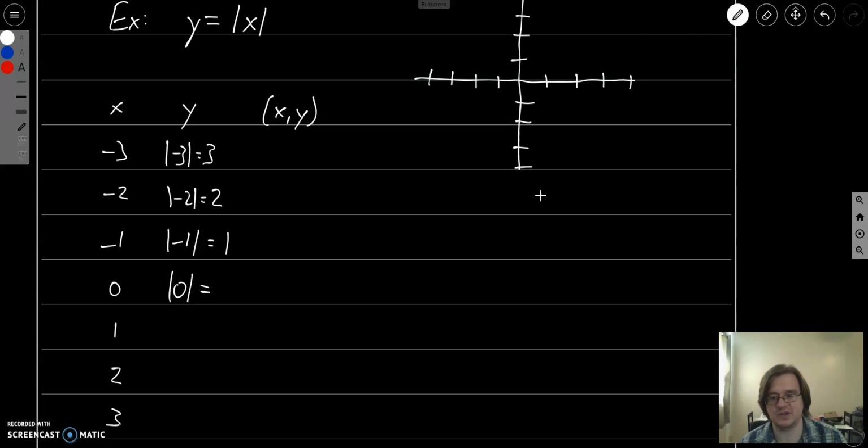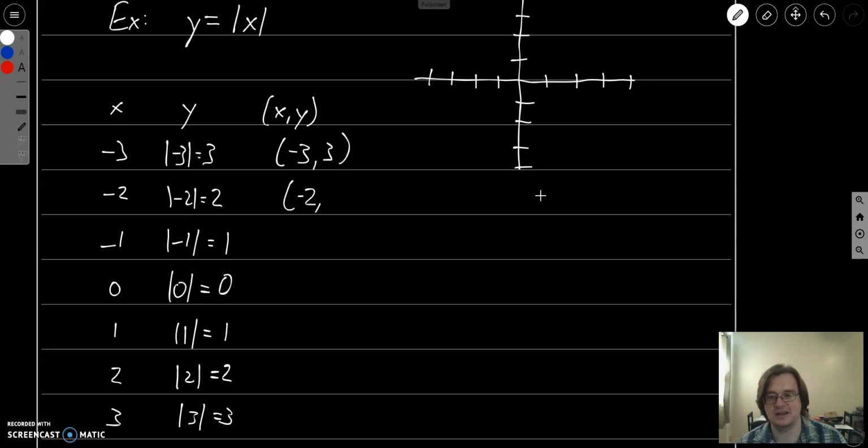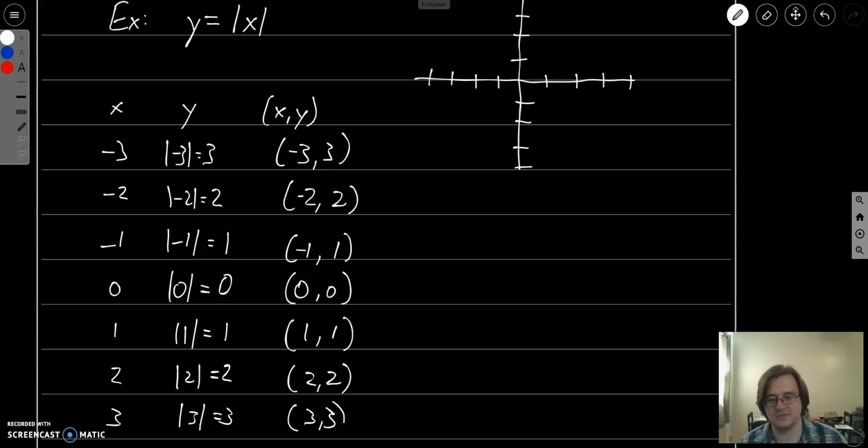The absolute value of 0 is not 1. It is 0. The absolute value of 1 is 1. The absolute value of 2 is 2. And the absolute value of 3 is 3. So it's fairly straightforward. So the coordinates here are going to be -3, 3, -2, 2, -1, 1, 0, 0, which is the origin, 1, 1, 2, 2, and 3, 3.